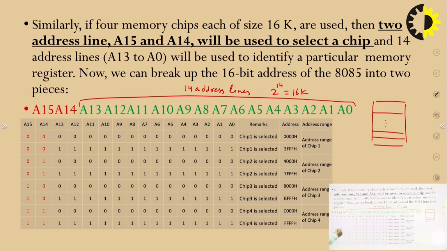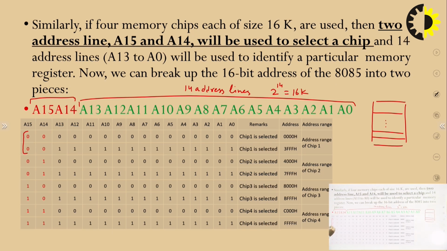And the rest two address lines, A14 and A15, will be used to select a particular memory chip. As we have four memory chips here in this case, and we have two lines, A15 and A14, we have four combinations: 00, 01, 10, 11. The 00 combination will be used to select chip number 1. 01 combination will be used to select chip number 2. 10 combination will be used to select chip number 3. And 11 combination will be used to select chip number 4.